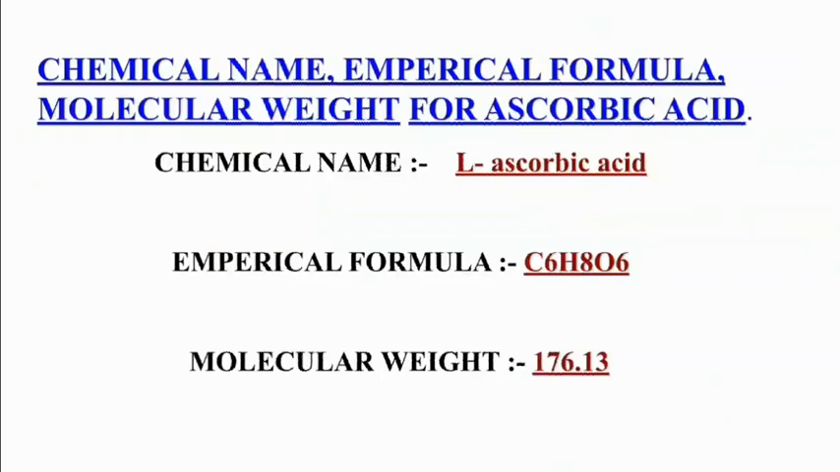Its chemical name, empirical formula and molecular weight. Its chemical name is L-ascorbic acid. The empirical formula is C6H8O6 and the molecular weight is 176.13.